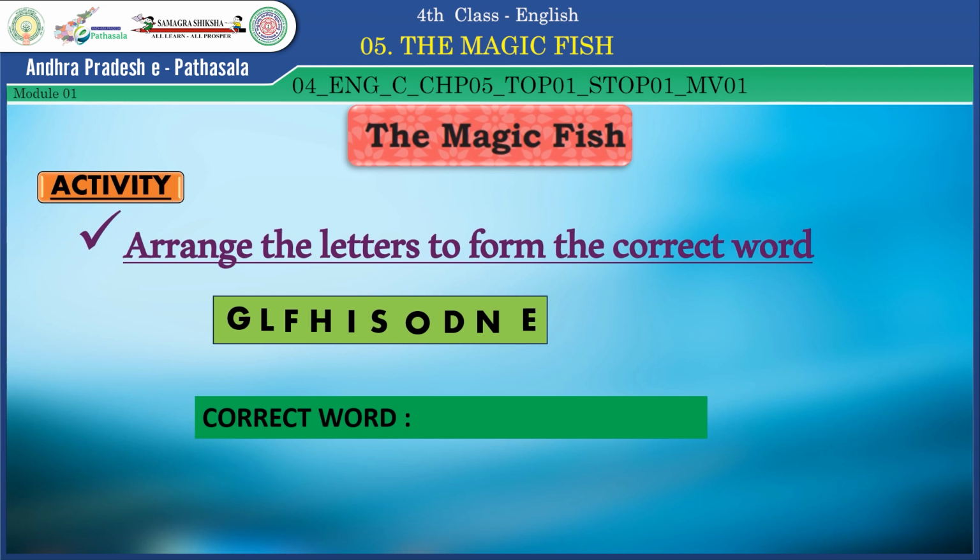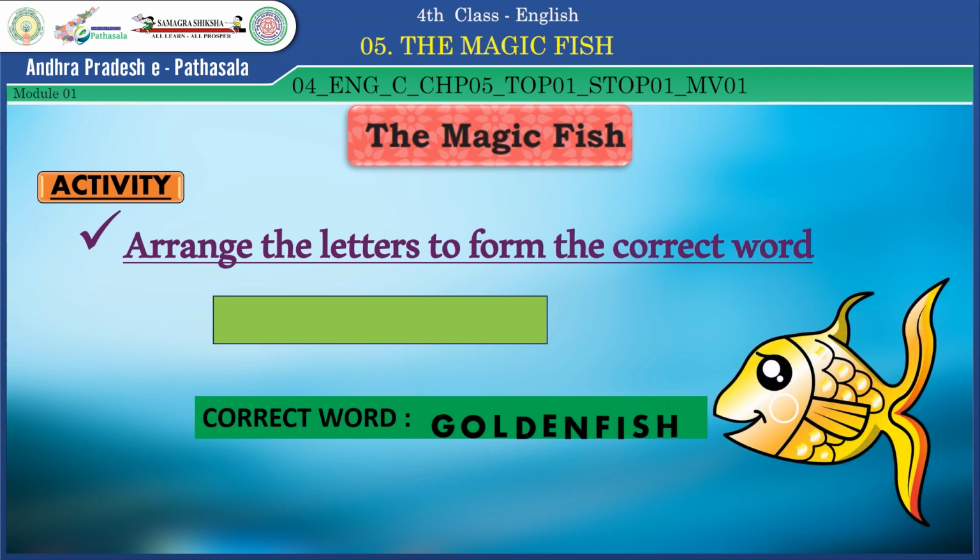Good children, the correct word is G, O, L, D, E, N, F, I, S, and H. Yes, golden fish. You have done very well. Okay, children, let us get into the story.